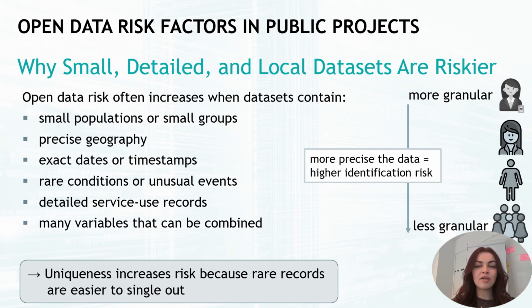Generally, risk often grows with granularity. The more precise the place, time, category, or event detail, the easier it may be to recognize someone. That does not mean detailed data is always impossible to publish. It means teams should be specifically careful when datasets are small, local, precise, or unusually rich in variables. A quick practice task helps turn that into a more concrete skill.